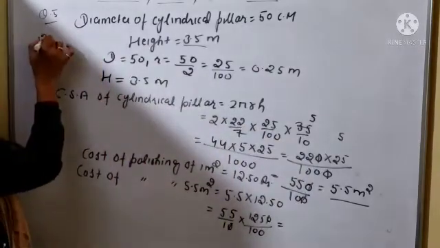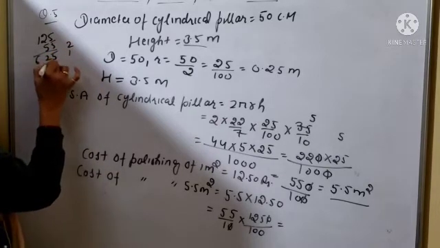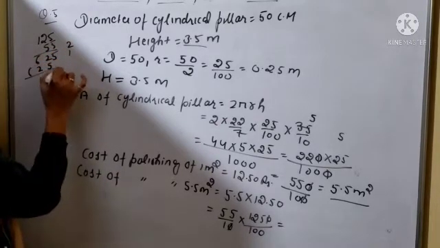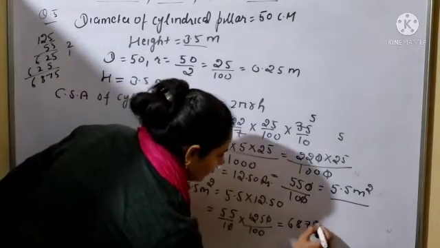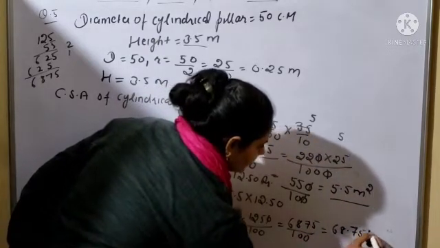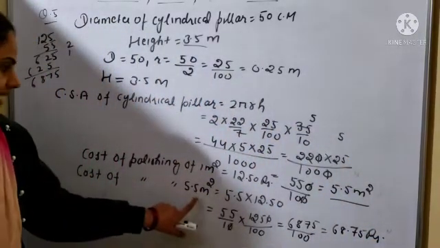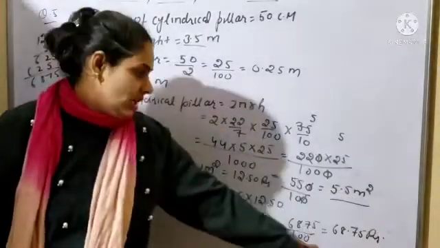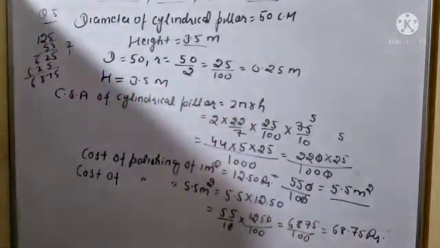Multiply it. 68750. And how many 0s in the denominator? 100. So it will be 68.75 rupees. So what will be the cost of polishing of the curved surface area? The curved surface area is 5.5 meter square, so it will be 5.5 into 12.50, which is 68.75 rupees. Is it clear? 68.75 rupees.